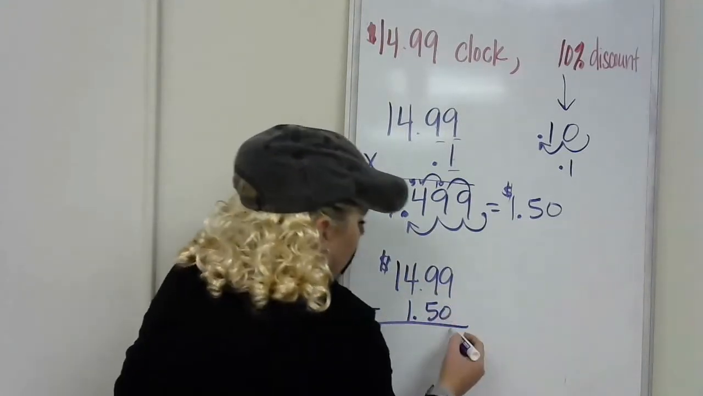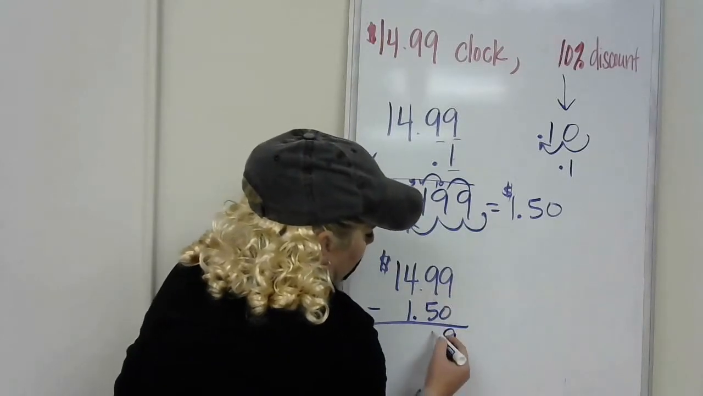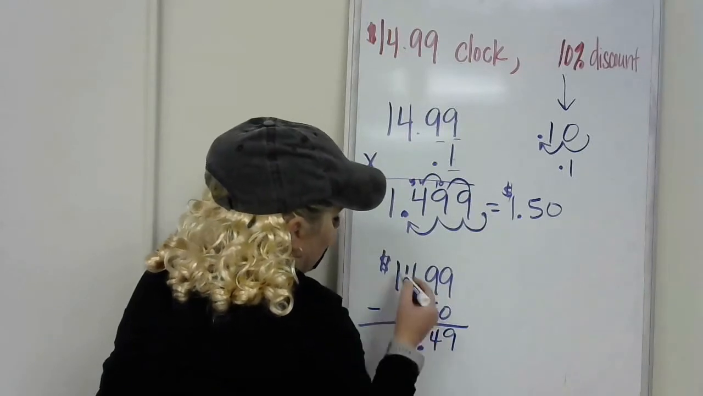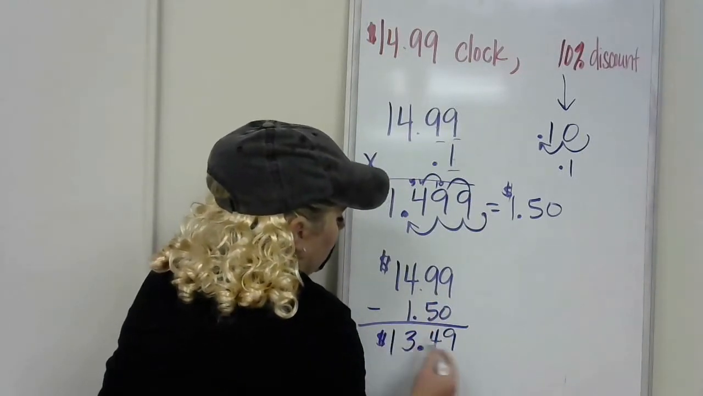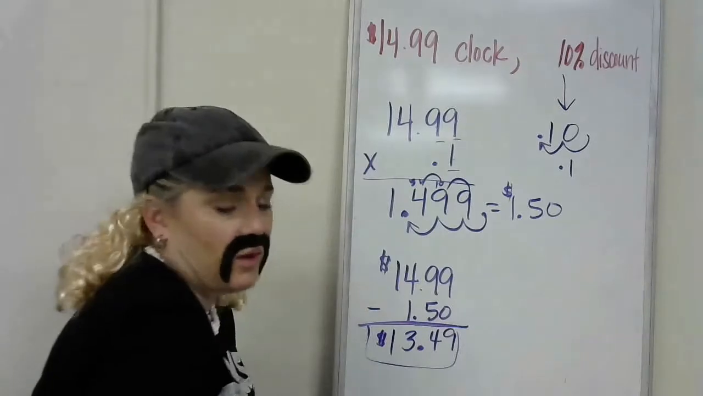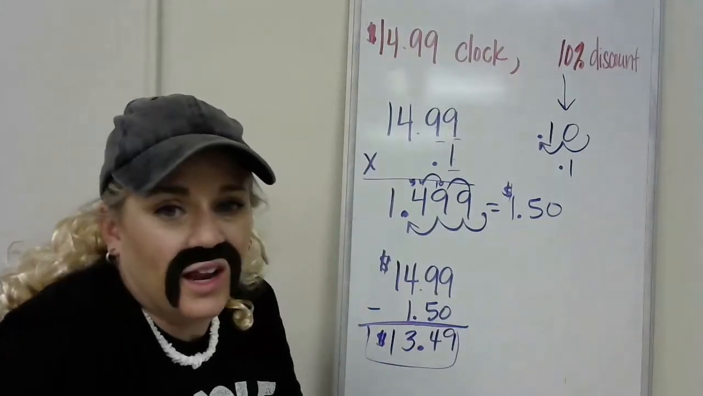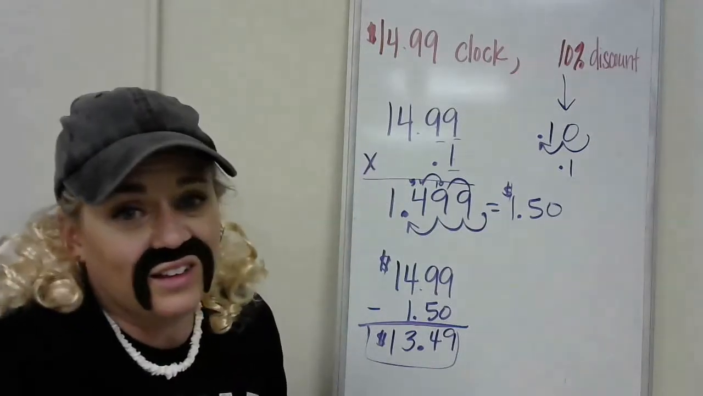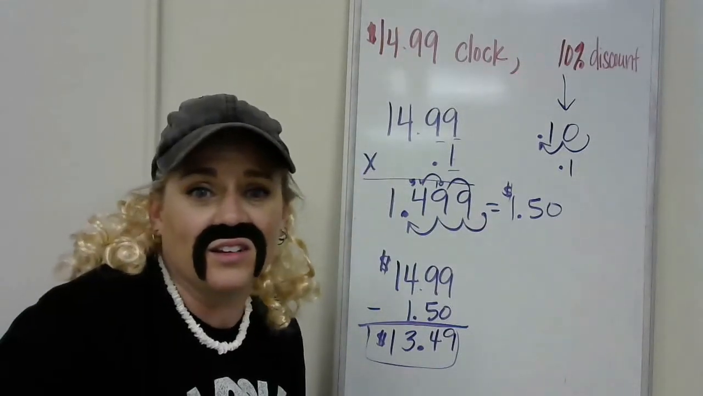All right, so 9 minus nothing is 9. 9 minus 5 is 4. I'm going to bring down my decimal. 4 minus 1 is 3. And 1 minus 1 is nothing. So now, that's a pretty good discount. We got us a $14.99 alarm clock. We get it for $13.49. I think that's a dang good discount.